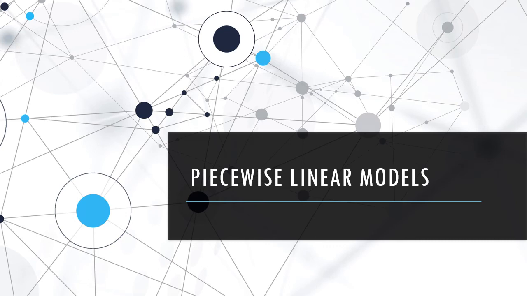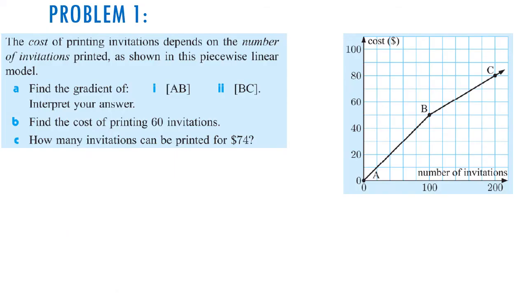Piecewise linear models. So problem 1, the cost of printing invitations depends on the number of invitations printed as shown in the piecewise linear model. It asks us to find the gradient. So our gradient, once again, is equal to what we call slope. So we want to find the slope for AB.